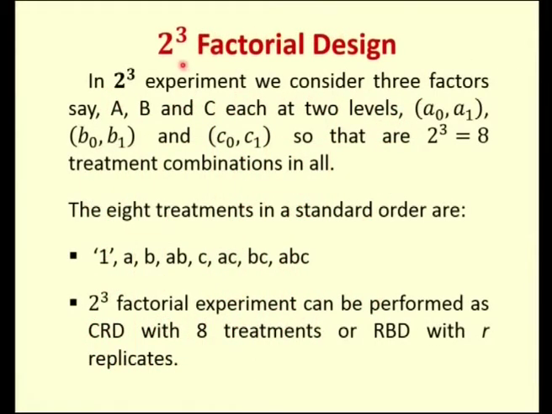Now, we will discuss the 2 power 3 factorial design. In 2 power 3 experiments, we consider 3 factors, say A, B, C, each at 2 levels, say A0, A1, B0, B1 and C0, C1. So, we have totally 2 power 3 equal to 8 treatment combinations in all. The 8 treatment combinations in standard order are represented as 1, A, B, AB, C, AC, BC and ABC. A 2 power 3 factorial experiment can be performed as CRD with 8 treatments or RBD with r replicates.